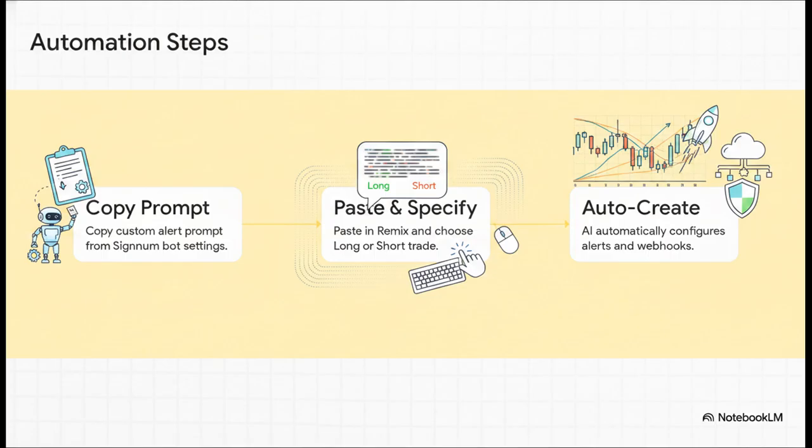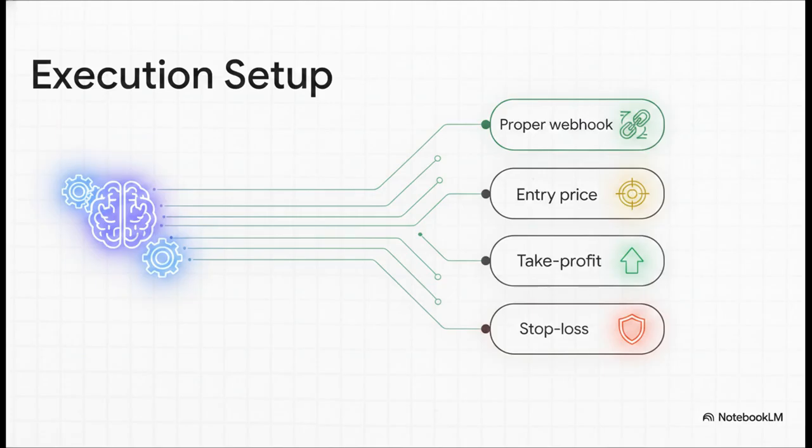Step 1, you pop into your Signum bot settings and copy their pre-made TradingView custom alert prompt. Step 2, you open up the TradingView Remix chat, paste that prompt right in, and here's where you take the wheel. You literally just change one word to specify if you want the long or the short trade that the AI just proposed to you. Step 3, you hit send. Instantly, the AI reads that prompt and automatically builds out the complex webhook and execution alerts directly on your chart. It's almost like magic.